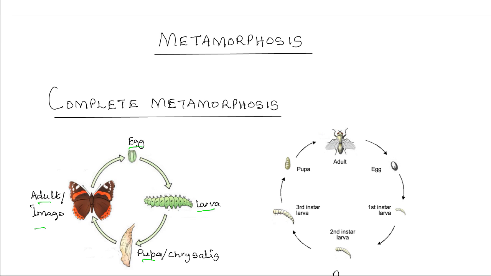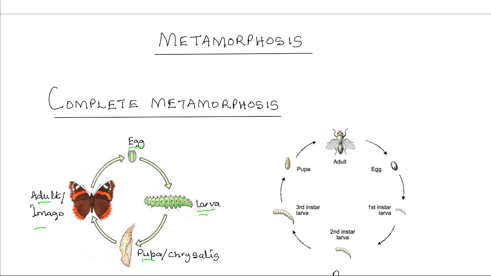Each stage plays an important role in the life cycle. For example, the eggs hatch into an immature juvenile called the larva. Within the egg, the embryo develops. So the egg is the stage for embryonic development.